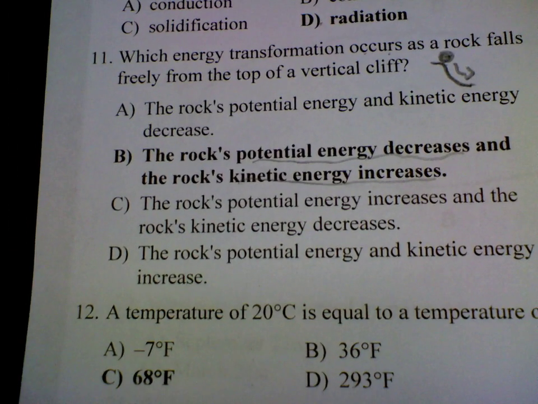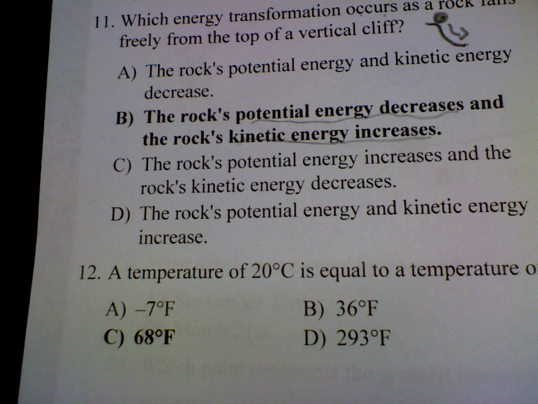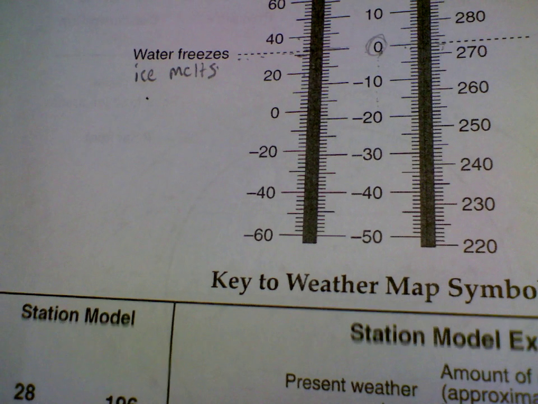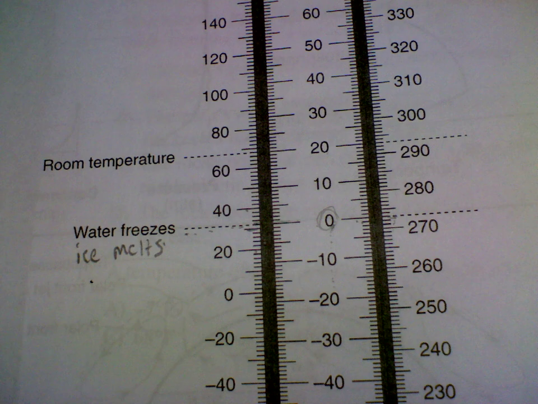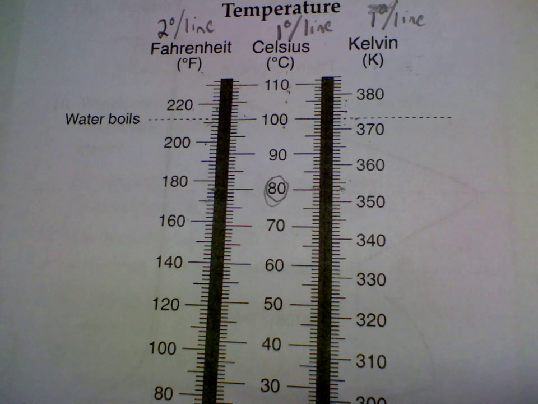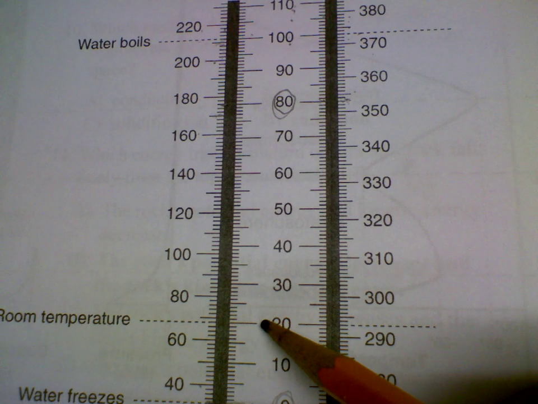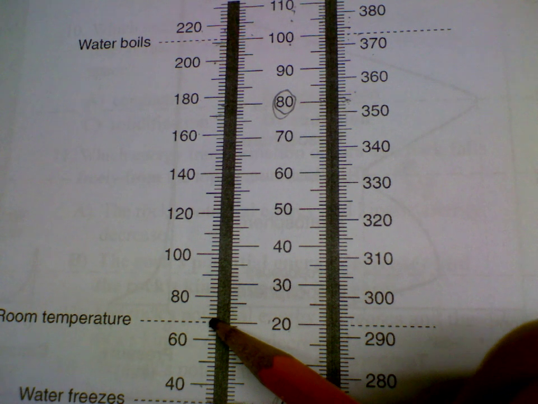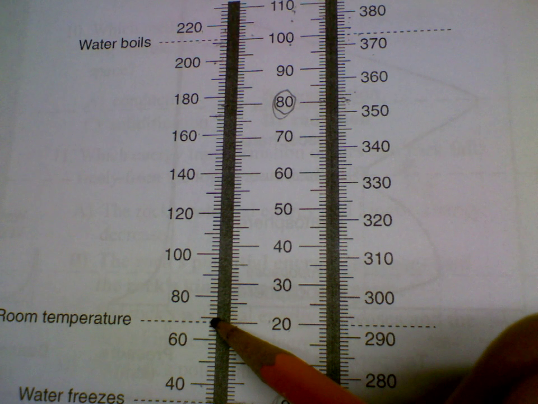Number 12, a temperature of 20 degrees Celsius is equal to, so in order to do our temperature conversions, we got to go to this chart. And when I do go to this chart, remember Celsius is in the middle. I'm going to go to 20 degrees Celsius. I got to slide down, slide down. There we go. If I slide over, remember Fahrenheit goes up 2 degrees per line. So if I slide over, 20 degrees Celsius is 68 Fahrenheit.